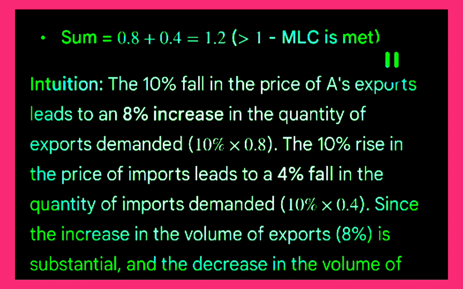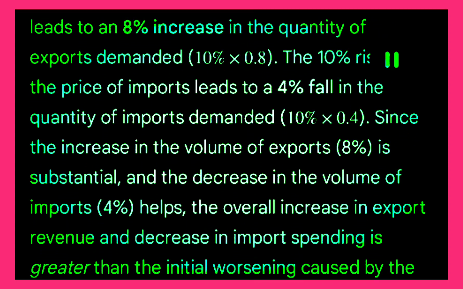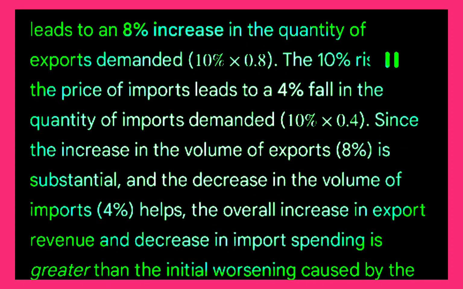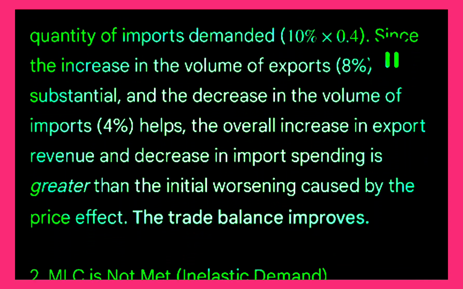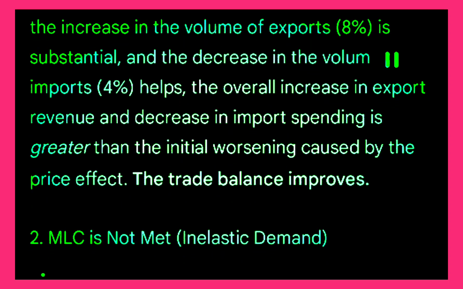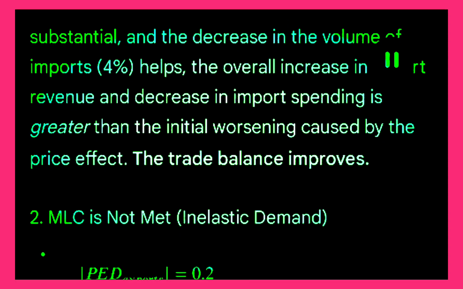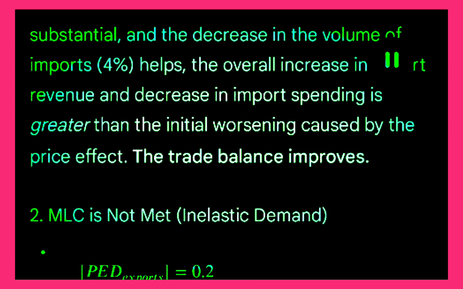Intuition. The 10% fall in the price of A's exports leads to an 8% increase in the quantity of exports demanded, 10% times 0.8. The 10% rise in the price of imports leads to a 4% fall in the quantity of imports demanded, 10% times 0.4. Since the increase in the volume of exports, 8%, is substantial, and the decrease in the volume of imports, 4%, helps, the overall increase in export revenue and decrease in import spending is greater than the initial worsening caused by the price effect. The trade balance improves.